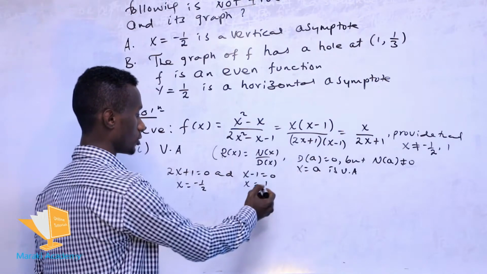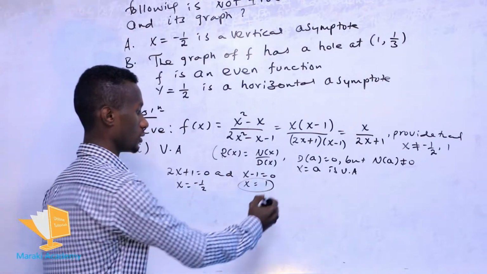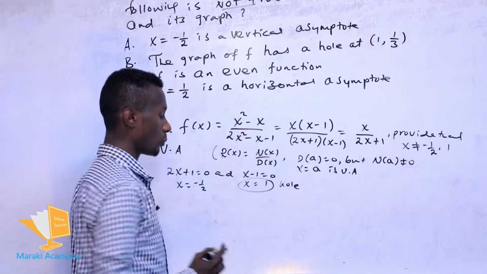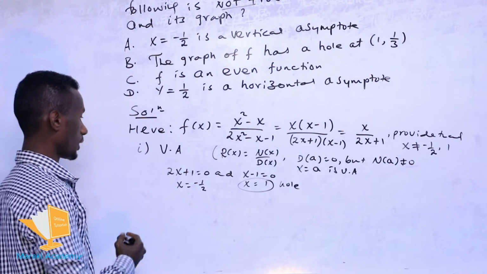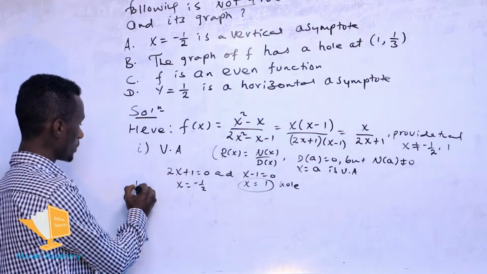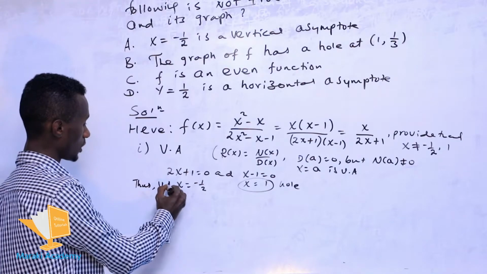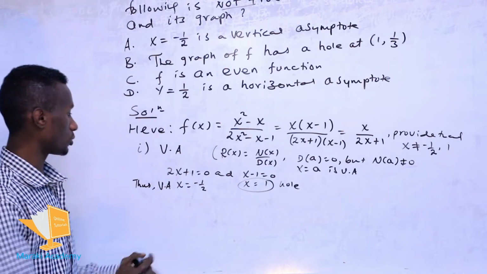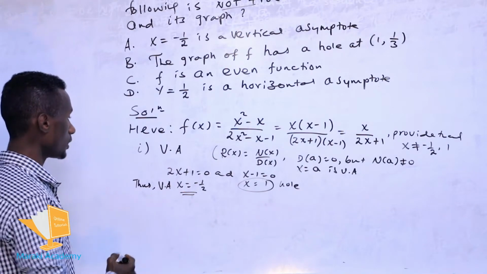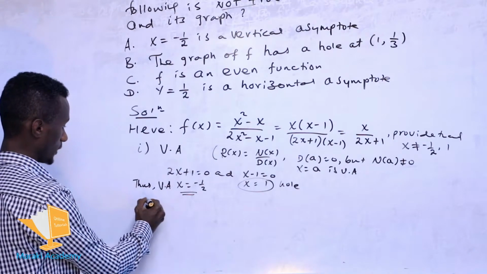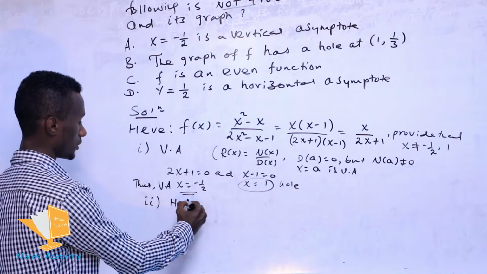So we take this as a hole point. The graph has a hole at this point; this is our hole point. The graph has a hole there, but it is not a vertical asymptote. So what is our vertical asymptote? Our vertical asymptote is the line x which is equal to minus 1 over 2. Now we have covered the hole point.